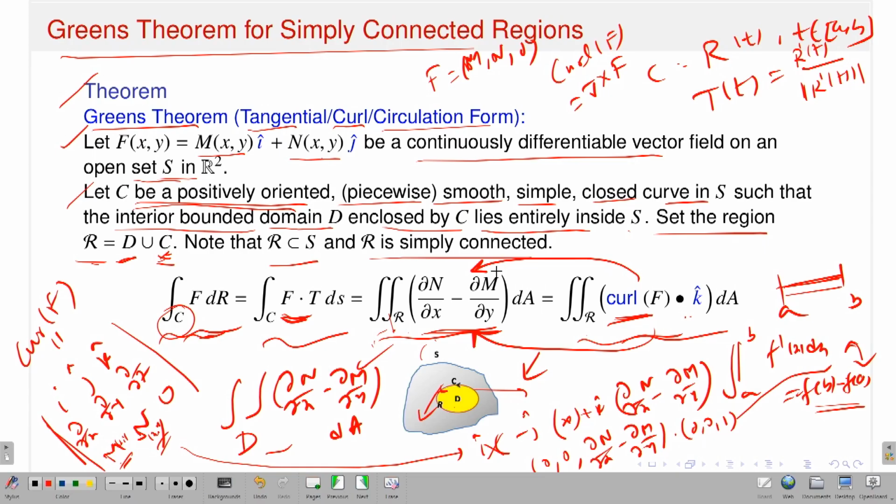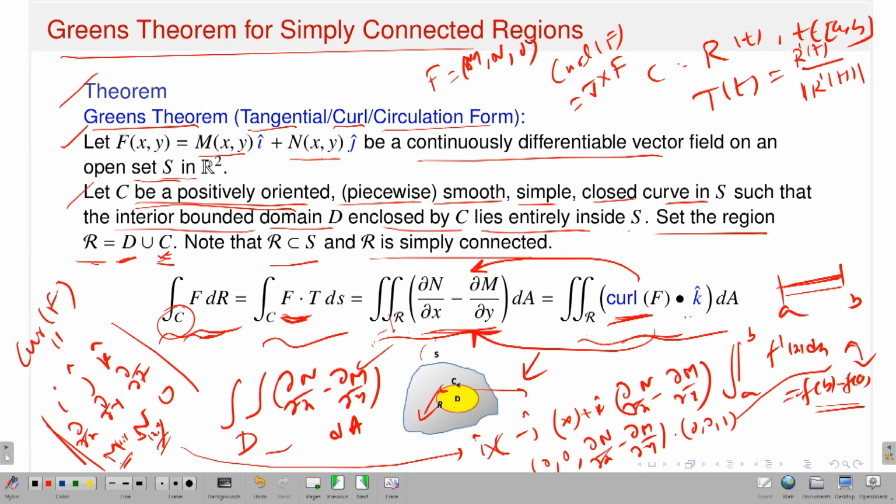So start with a nice vector field, that means a continuously differentiable vector field over an open set S. Your variables x and y vary over an open set S in R2. Take a simple positively oriented closed smooth curve inside S and look at the region D, which is the interior bounded domain enclosed by your curve C. Okay. Look at the region R, which I am saying is the domain D along with its boundary, which is nothing but C. That is also simply connected.